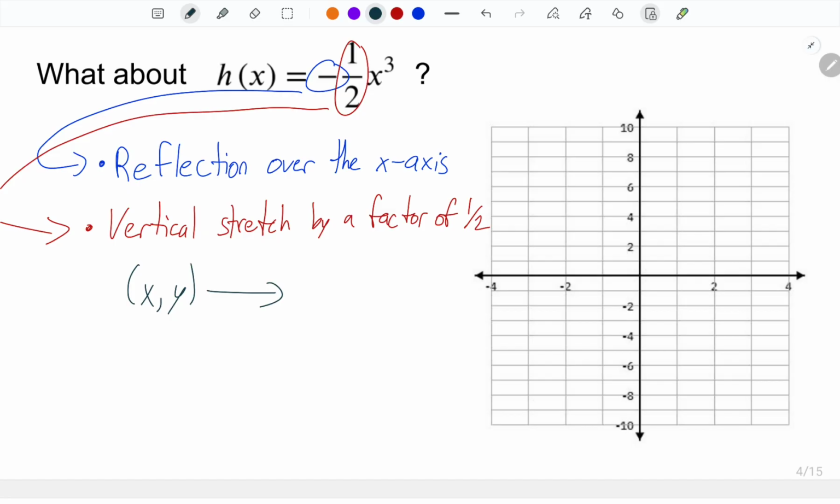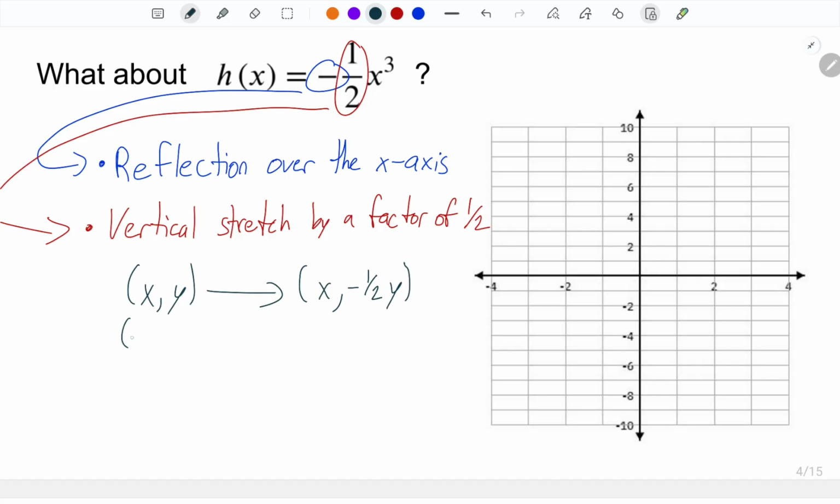But you just find that general mapping notation. So some point on that original cubic graph would go to, well, what horizontal changes do we have? We don't actually have any horizontal changes. It's all vertical. So we're flipping over, that's the negative, and we have a factor of 1/2 stretching, so negative 1/2 y, and that's it.